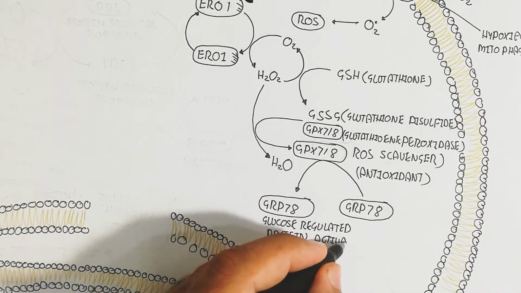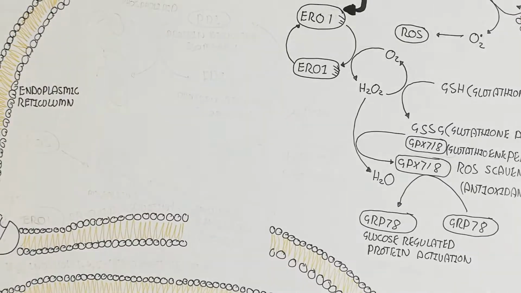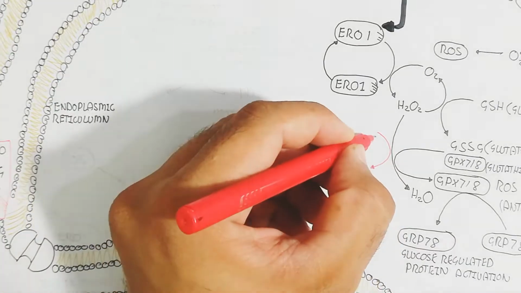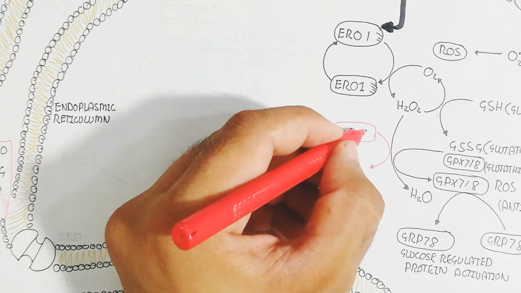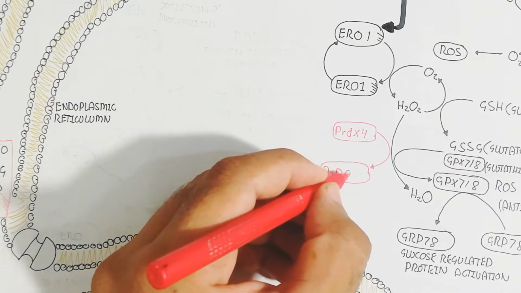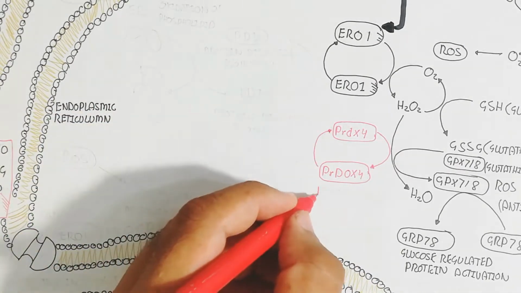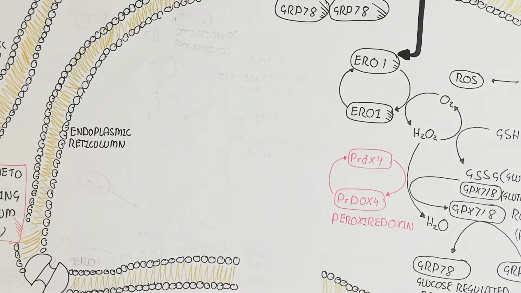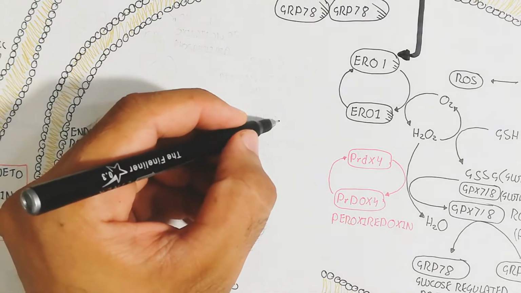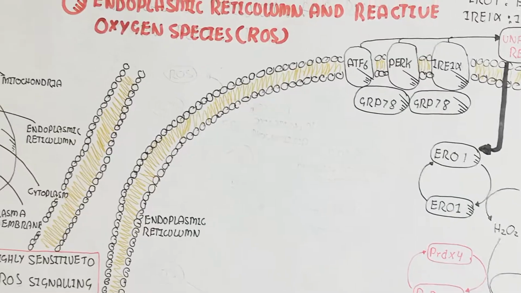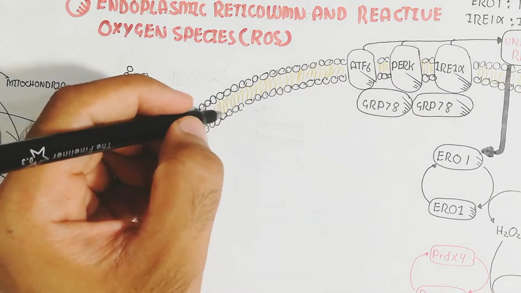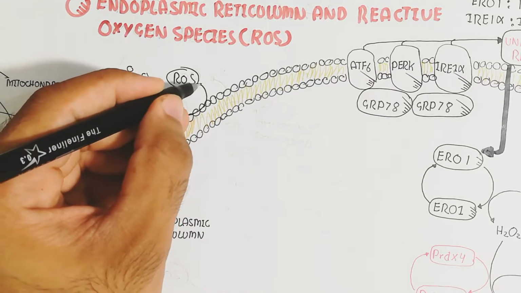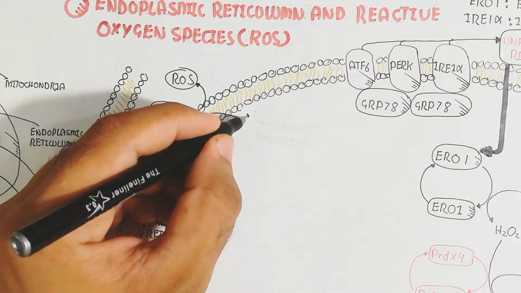Again, this GRP78 is known as the glucose regulated protein activation. So this also binds dimerically with the trimeric proteins ATF6, PERK and IRE1 alpha. On the other hand, here you can see peroxiredoxin, which will convert peroxiredoxin 4, which will be activated, and after this activation we will learn.